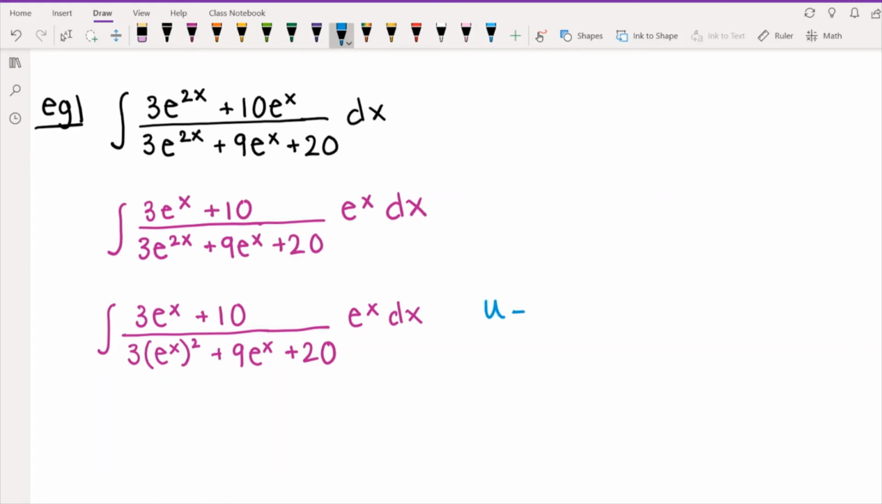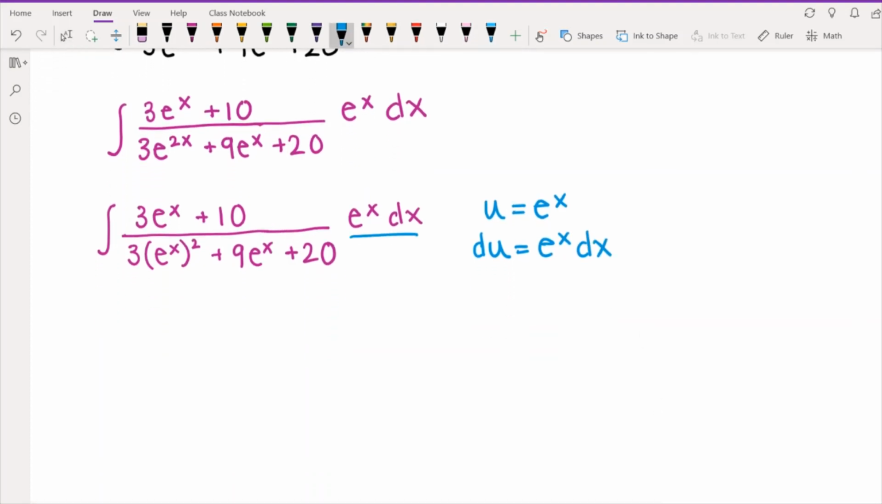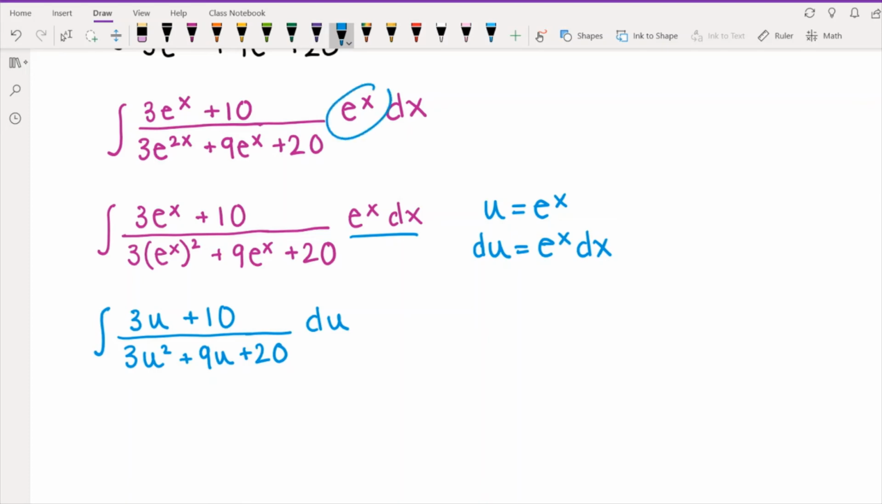So let's do the substitution now. If we let u equal e to the x, then du is going to equal e to the x dx. And so that's where this whole thing is just going to turn into du. So now we're going to have the integral of 3u plus 10 over 3u squared plus 9u plus 20. And then, like we said, the e to the x on the outside goes away, and we have du.